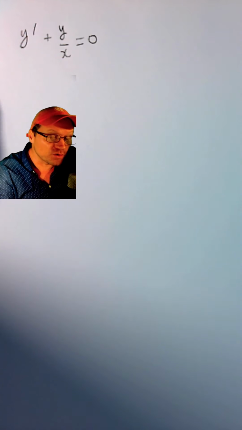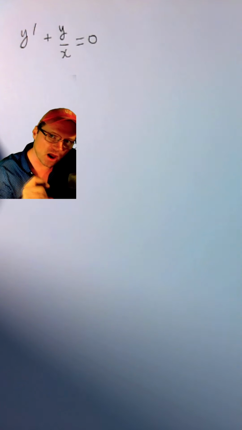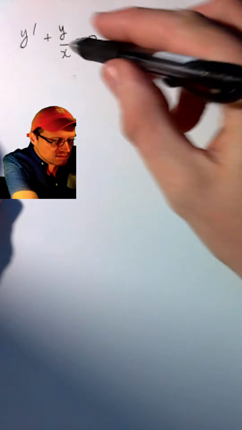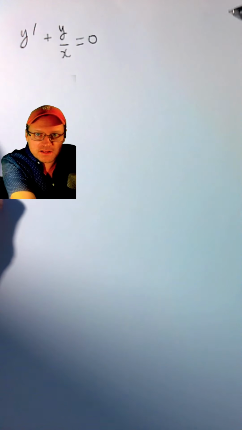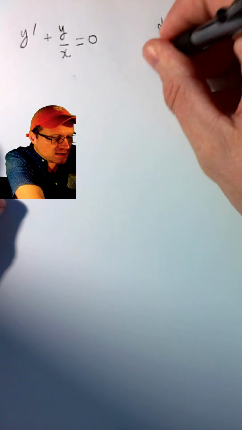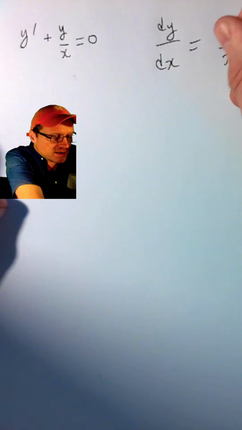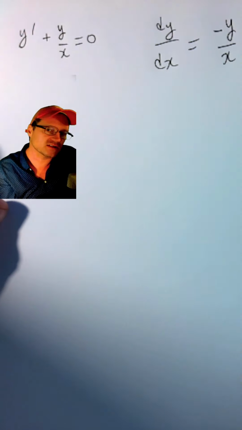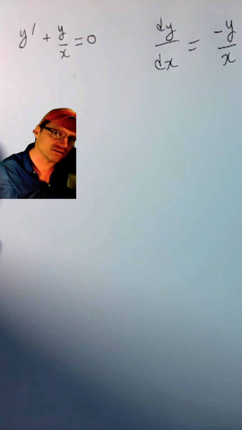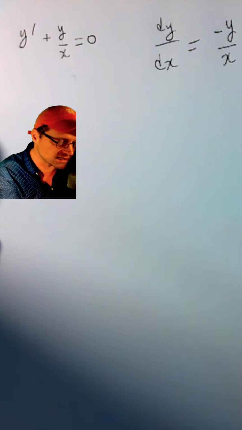This equation is both linear and separable. So I'll show you how I solve it. First, let's take the y over x over to the right-hand side. So we have dy on dx equals minus y over x. And incidentally, I'm doing this as a separable equation, but it's also linear. So I'll do the linear technique next.